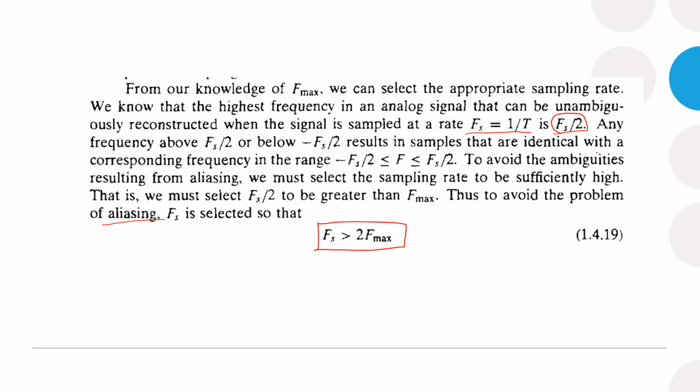To avoid the ambiguities resulting from aliasing, we must select the sampling rate to be sufficiently high. That is, we must select Fs/2 to be greater than F maximum. Thus, to avoid the problem of aliasing, Fs is selected so that Fs should be greater than 2 F maximum.